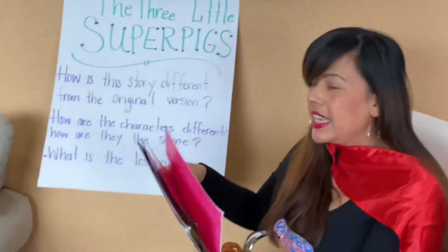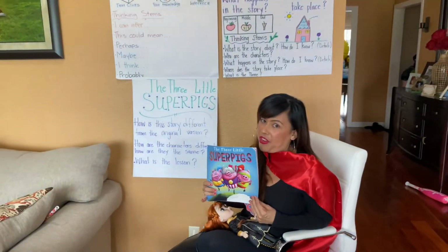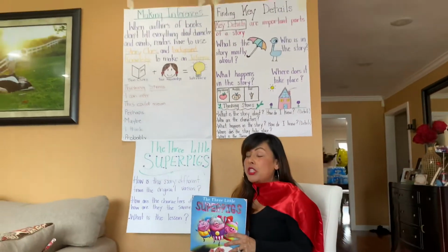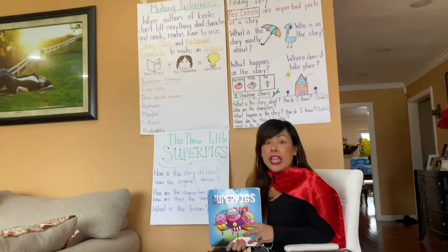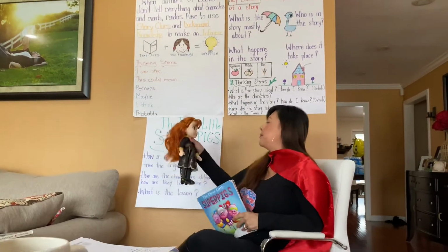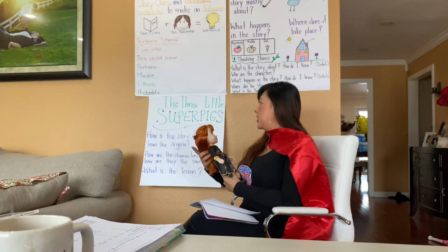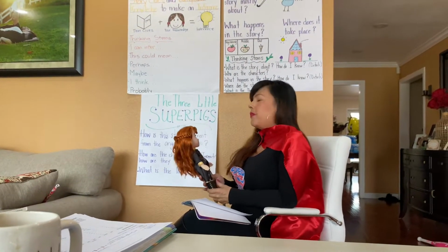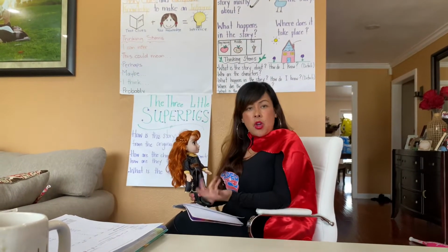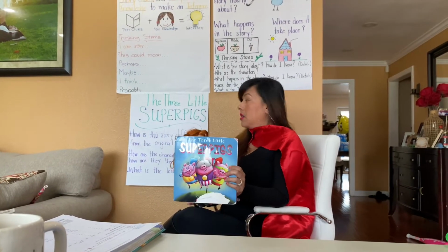We're gonna have to see if there's another sequel after this. Okay, so we're gonna go back to our questions, boys and girls, that you have to answer in your writing notebooks or on a piece of paper, okay? So Anna, let's go over the questions again, okay? So the first question, Anna, is how is this story different from the original version? That means the original version is the 3 little pigs. So how is this story, the 3 little super pigs, different?